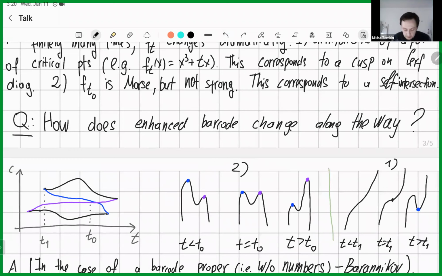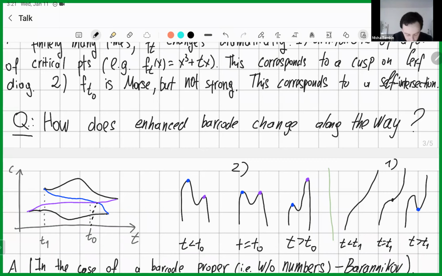Then, before this bifurcation, the blue point is higher than the purple one. And then after the bifurcation, it's vice versa. And at t equals t naught, they have the same critical value, right? So this corresponds precisely to the cusp, to the self-intersection on the Serre diagram. Here, t naught is this point.